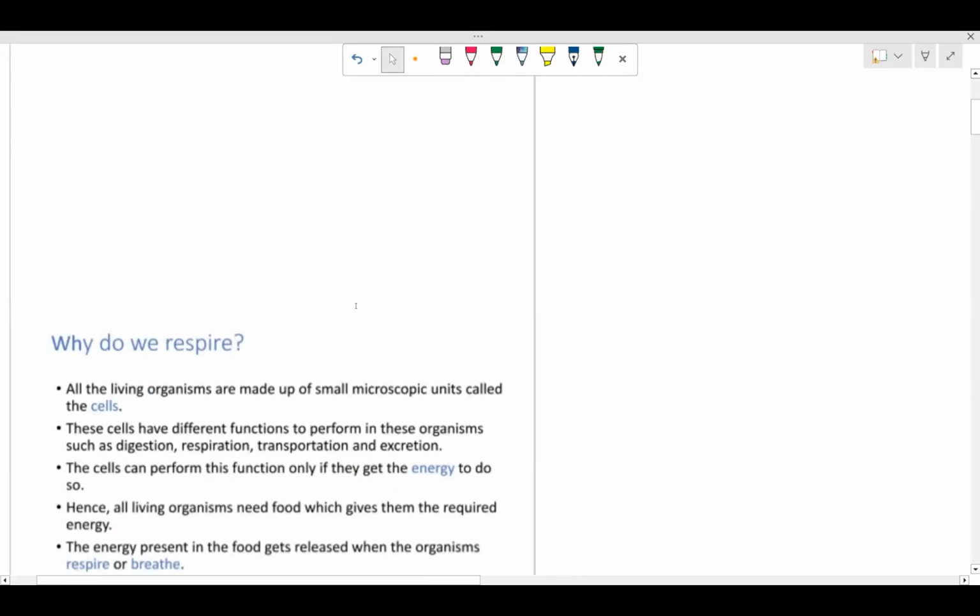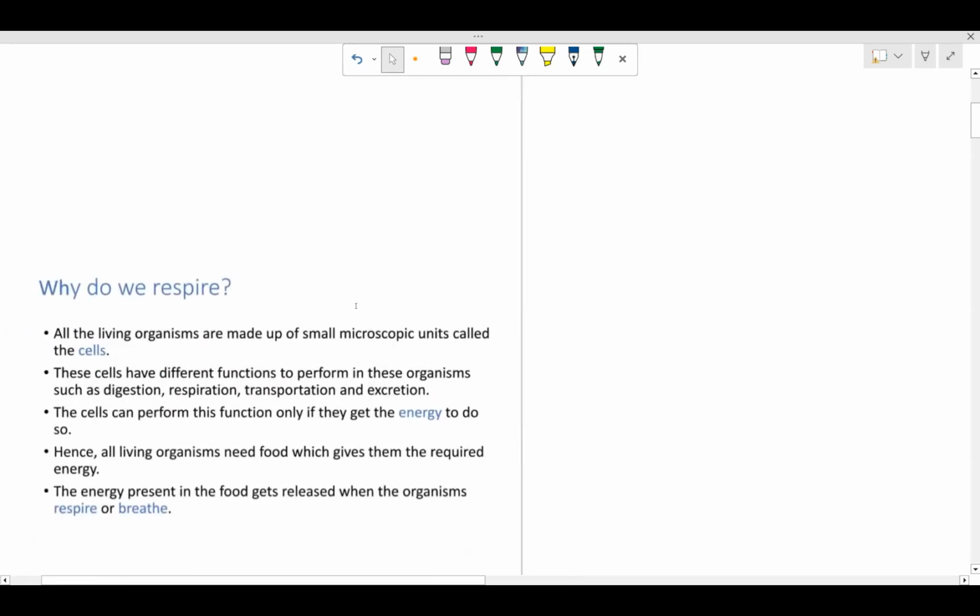So now coming on to why there is a need to respire. Can anybody tell me? Up till now, we have understood the difference between breathing and respiration. So why is there the need of respiration in humans or any other organism? Harish, you have to answer now. Yes, ma'am. Why is there the need to respire?